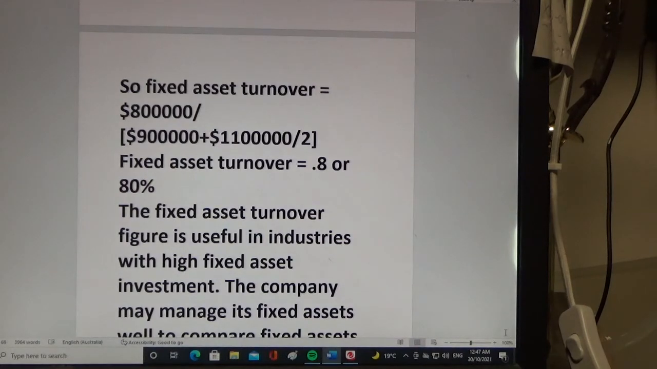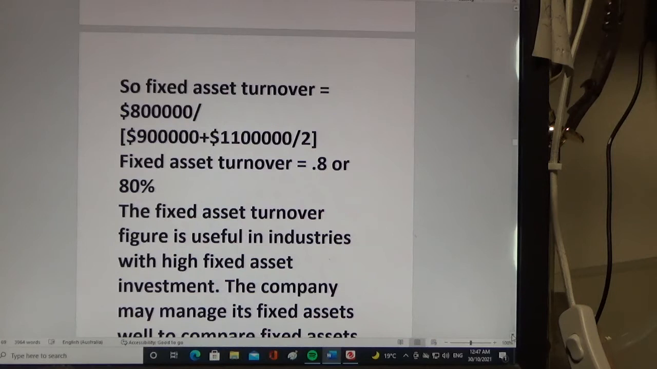That ratio is really important with entities that have got high sunk costs in non-current assets, substantial machinery, okay? So they would be interested in this ratio.